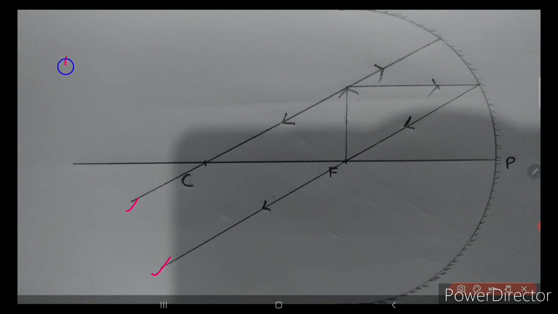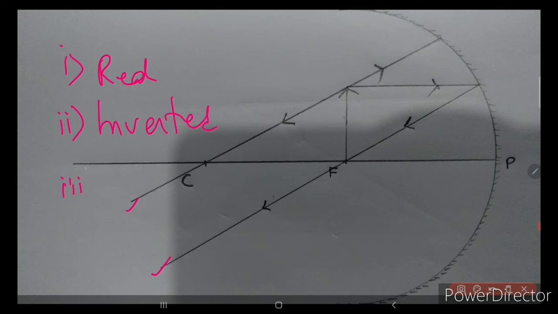So the first point: the image should be real. Point number 2, it is inverted. If it is real, it is inverted. And point number 3, the size is magnified. And the last one, number 4, the position is at infinity, formed at infinity. So this was all for the 6th case.